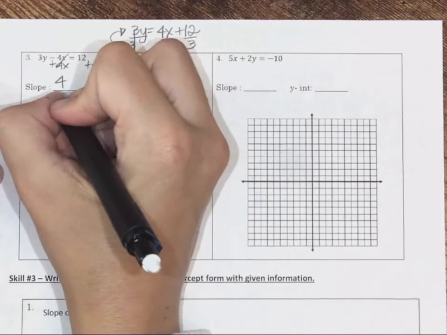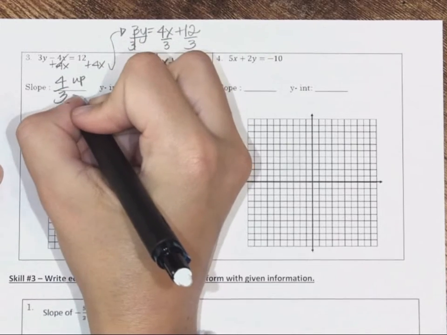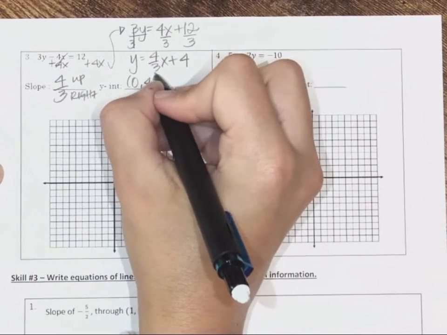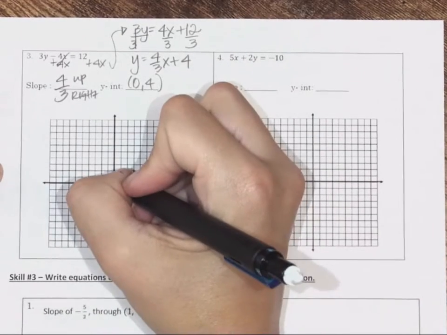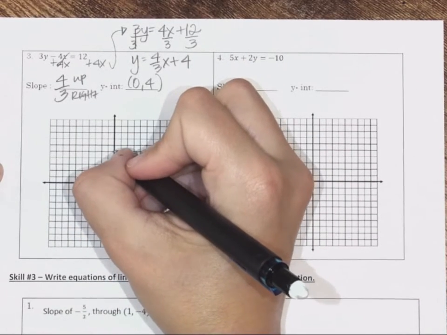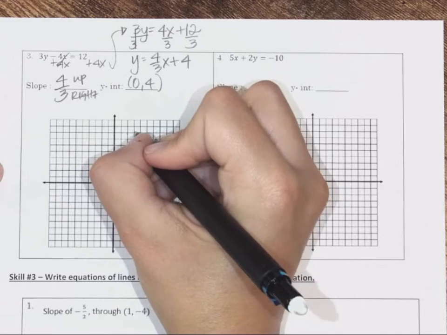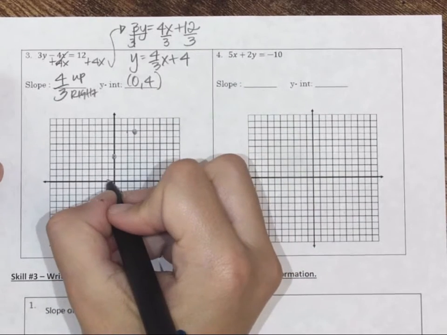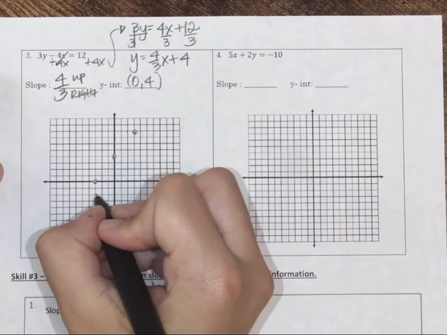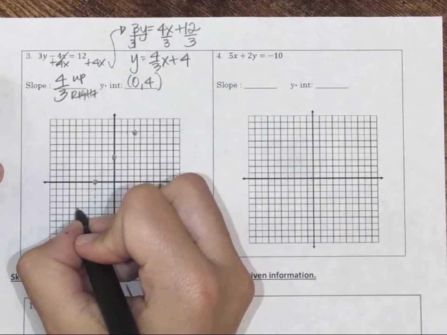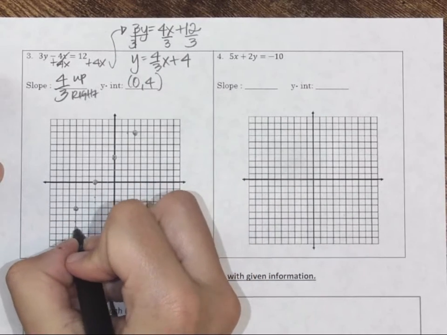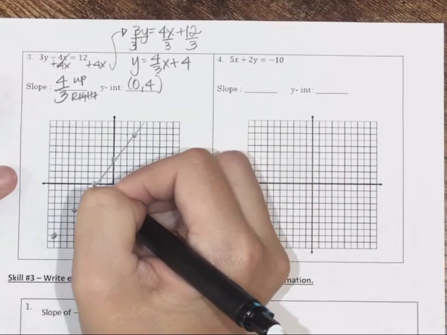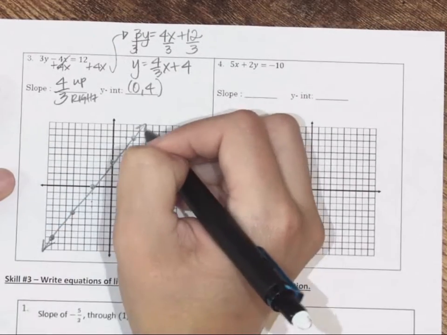So my slope is already a fraction. That means I'm going to go up 4 and right 3. And my y-intercept is the ordered pair (0, 4). So I'm going to graph that y-intercept first, and then I'm going to go up 4 and right 3. And then I got to do the exact opposite, which would be down 4 and left 3. And you're going to make sure that you fill up your entire graph. And then you're going to draw a straight line with arrows.